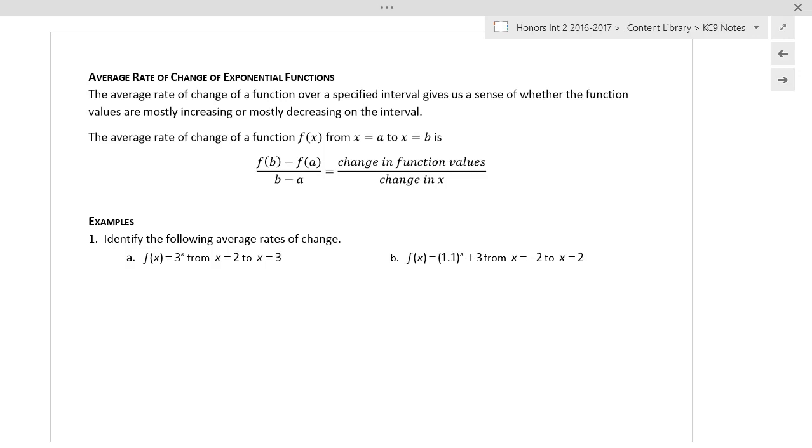The average rate of change of f of x, from x equals a to x equals b, is f of b minus f of a over b minus a. And all that really is, if you remember, it's like y2 minus y1 over x2 minus x1. Okay, it's your slope formula.